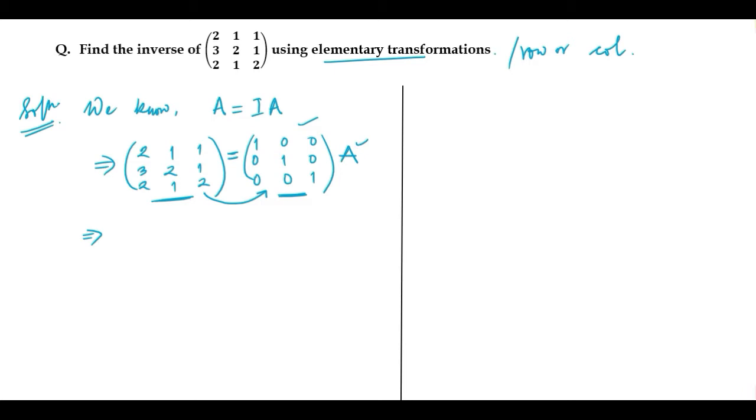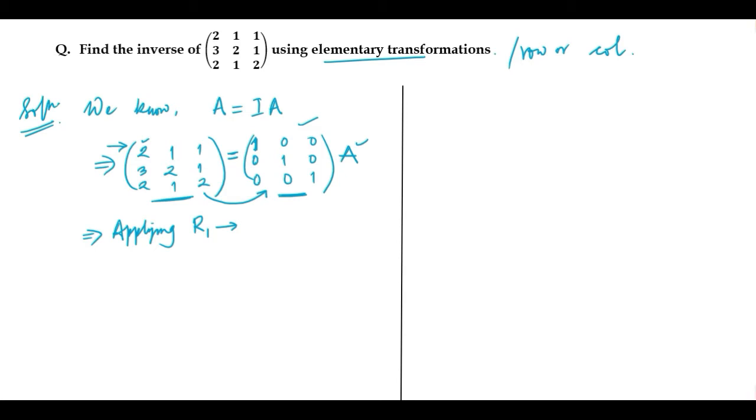Why? On the left side, the identity matrix's first row elements are 1 0 0. Okay, now the first aim is to get 1 here. To get 1 here, we will have to work along R1. We will apply R1 replaced by something. You can do dividing by 2 directly, but you will be carrying fractions everywhere.